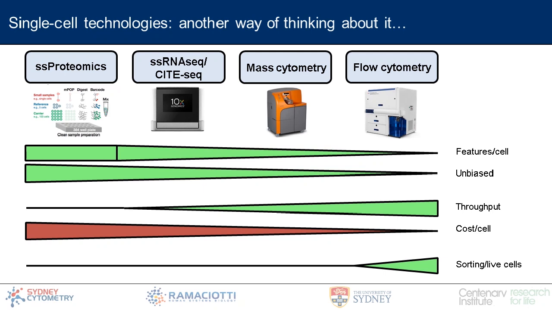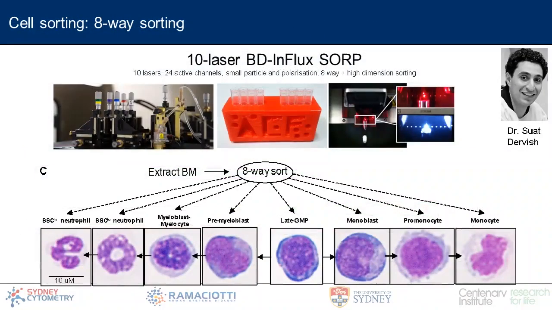And then fundamentally, the last aspect here that we like to think about is that only one of these gives us the ability to sort live cells. And so using these technologies together means that we can combine this power in a way which is pretty meaningful. And just to make a brief comment on the cell sorting, this ends up being quite important when we can do sorting in a high-dimensional kind of way.